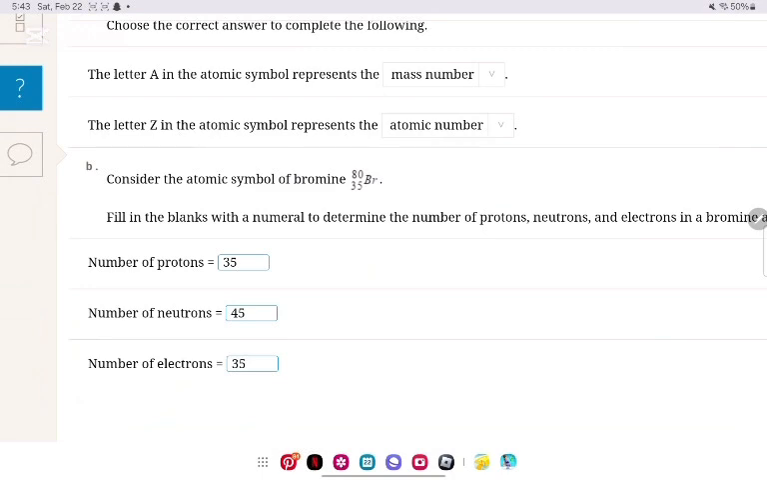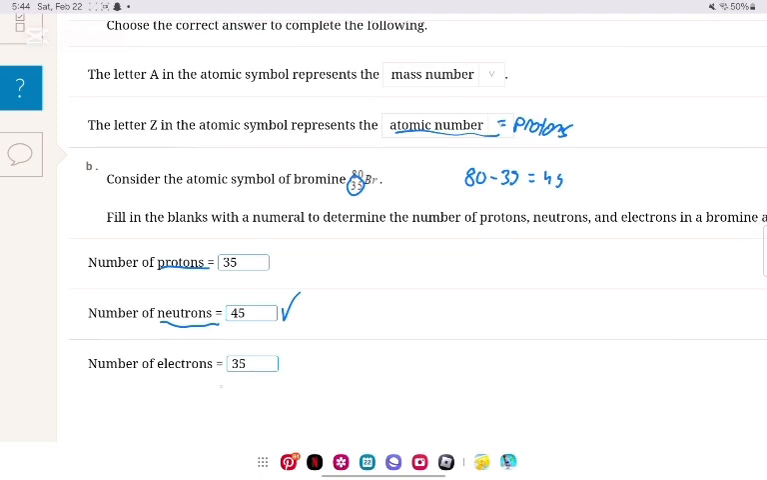Now for part B, basically you have bromine and you have 80 and 35. So you have to know that the number of protons is 35. So atomic number equals protons, okay? So whatever is down, it's protons. Now number of neutrons, you're gonna minus the mass number minus the atomic number. So 80 minus 35 equals 45. So that's the neutrons.